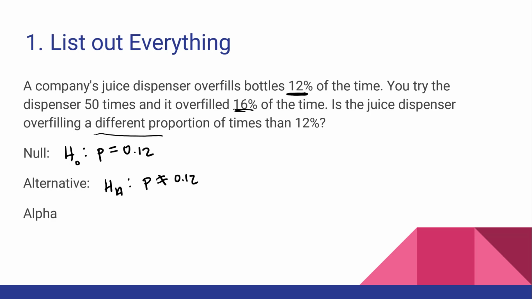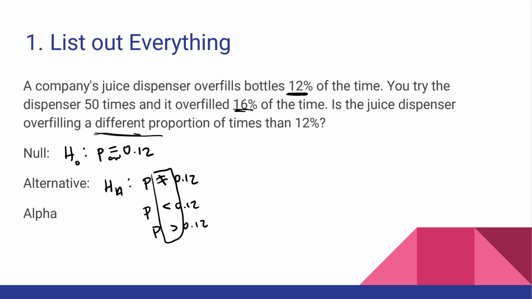Note that for your alternative hypothesis, it will never be P is equal to something. The only ways that you can write your alternative hypothesis is P is less than, P is greater than, or P is not equal to. These are the only three ways you can do it. You will never have a direct assignment of probability. It will always be one of these three.